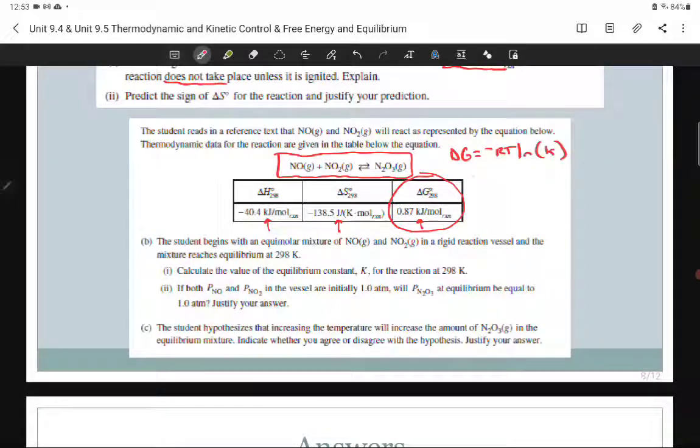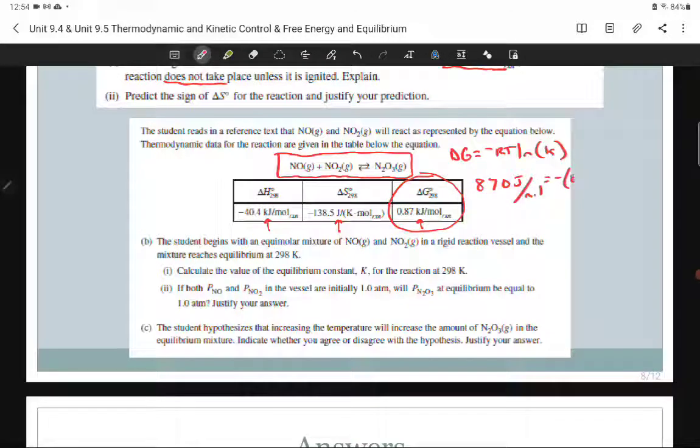So delta G was in kilojoules. Remember that R is in joules, so you have to get one of those units to match up with the other. So I'm going to change my delta G number and multiply 0.87 times 1,000. That's going to give me now a unit that I like, joules.